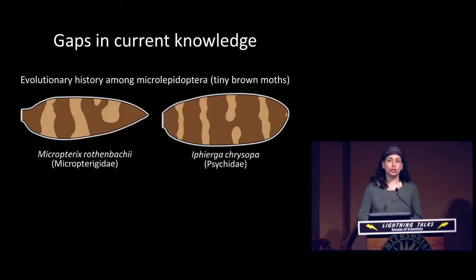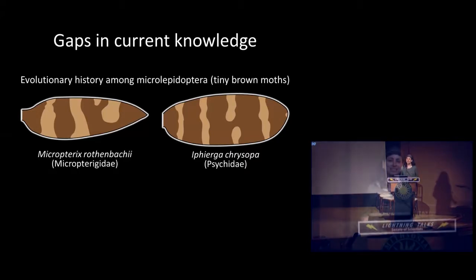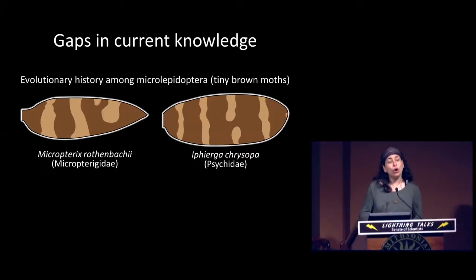I'm going to address the two main gaps today. The first is that we still don't understand the evolutionary history of wing patterns among the Micropterix. These are your typical tiny brown moths. Here on the screen, you can see illustrations of wing patterns in two species belonging to very distantly related lineages. These wing patterns look very similar, and the question is whether this might represent an ancestral state that originated once, or whether these sorts of wing patterns might have originated multiple times independently, perhaps according to different developmental pathways.